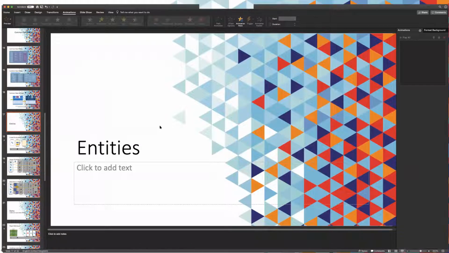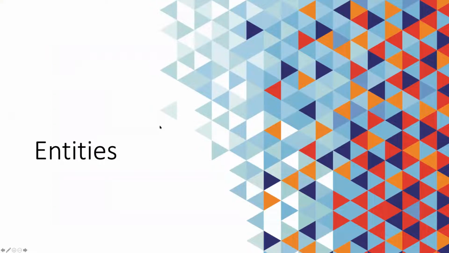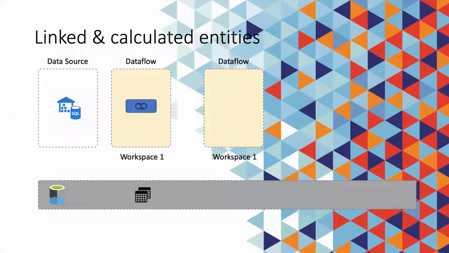Working with entities, you have some options to actually do this in different ways. You can work with just a standard entity as I showed you, or you can start working with linked and calculated entities. In this case, we have a simple setup. We have the storage account at the bottom. You have your data source. You have dataflows in 2 different workspaces. So again, in this case, I want to create a linked entity because I just want one entity to link to another entity.